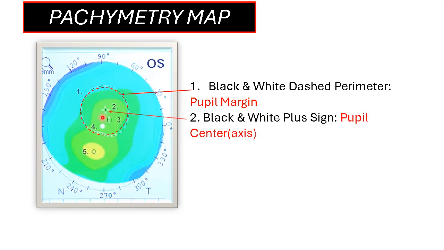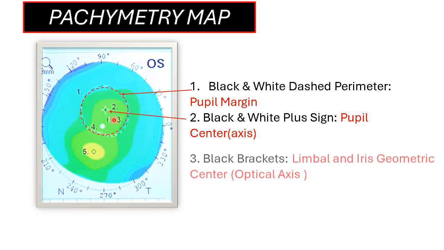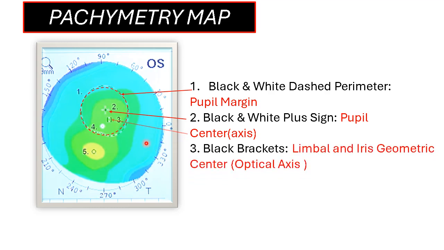The second, the black plus sign that you see here, means that this is the pupillary center. This is the location of the pupillary center, and this is important because this is the location of the pupillary axis. When we speak later about the angle alpha and angle kappa, we will need these important relations. The third important overlay is the brackets that you can see here.